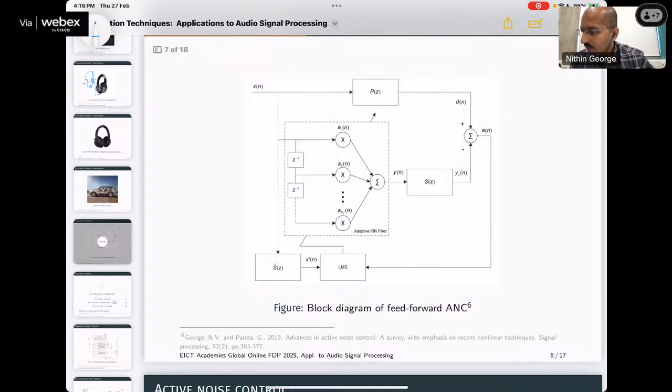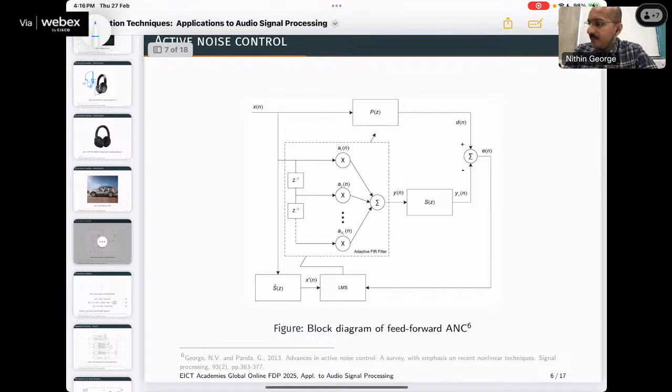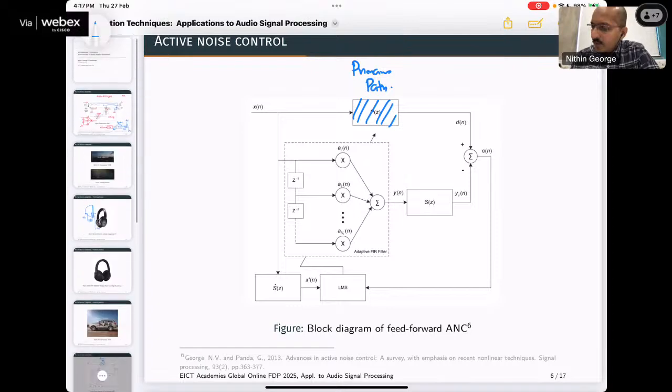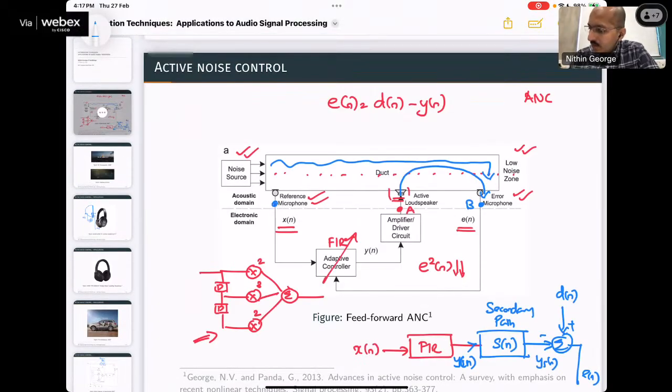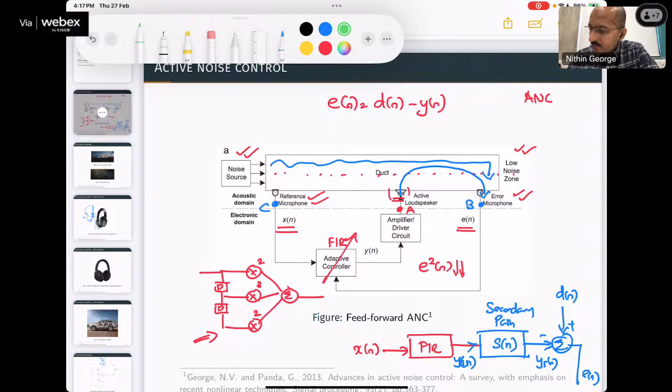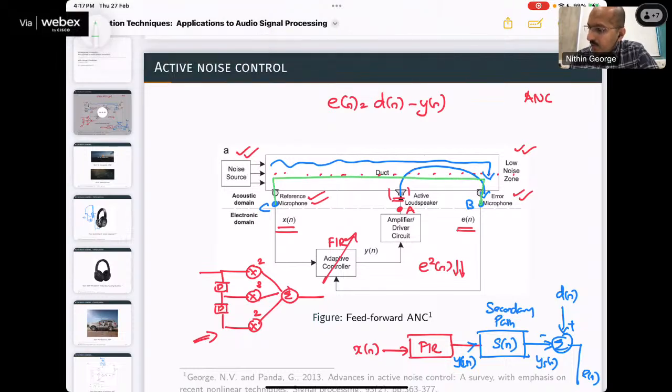Now what I am drawing over here is an equivalent diagram for the first diagram, the duct diagram. In this equivalent diagram I have one box which I call the primary path. What is this primary path? This path from point C to point B is a physical system, and I am doing algorithm development for a physical system.